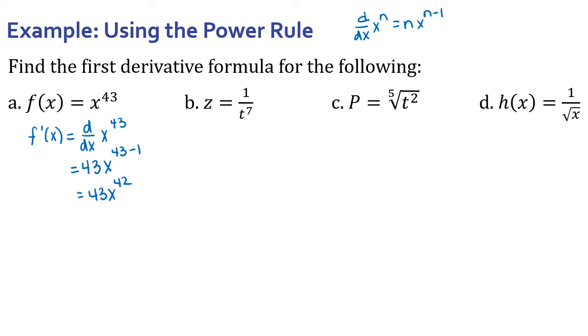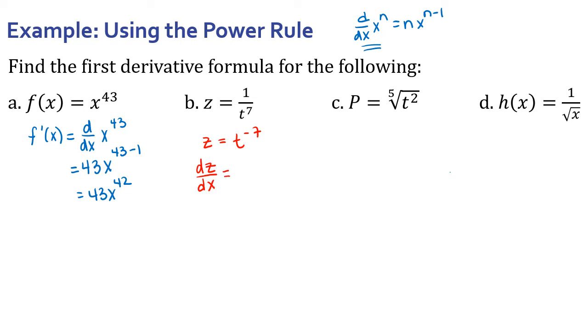All right, 1 over t to the 7th. I don't quite have it in this format, but I can change it to that using properties of exponents. So I can rewrite this as t to the negative 7th power. Now again, I'm going to use Leibniz notation. I don't have a z of t written here, so the way that we would show and write that as a derivative is we'd say the derivative of the function z with respect to t. So we call it dz over dt.